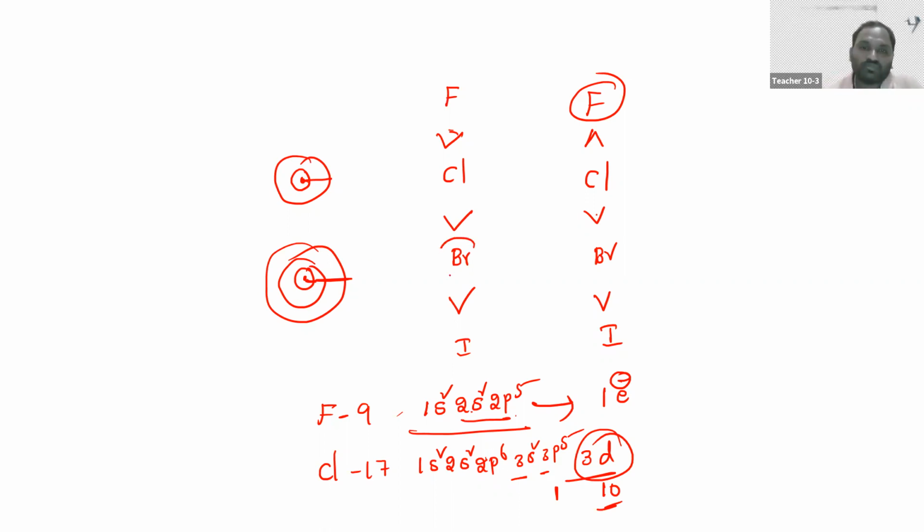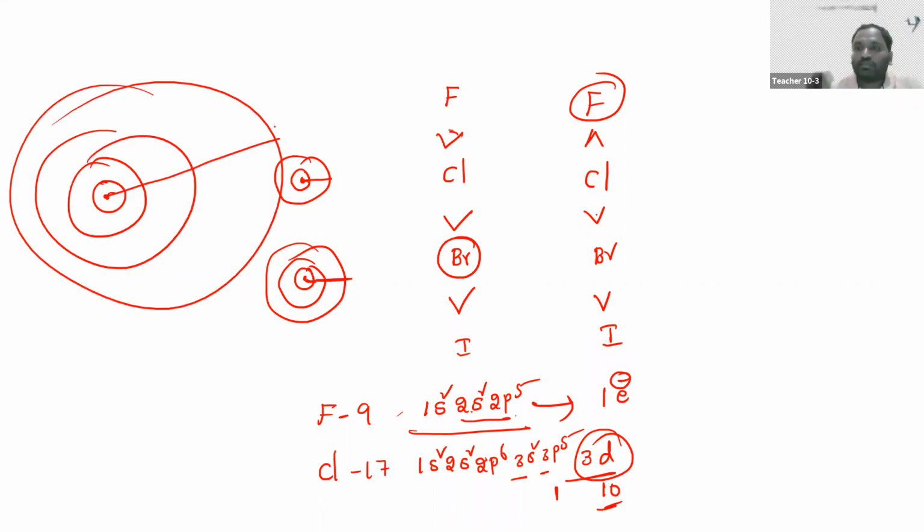Sir, what about bromine? You may get this doubt. If you take bromine, see students, 4 shells are there. At that point, the attracting power factor will not support.